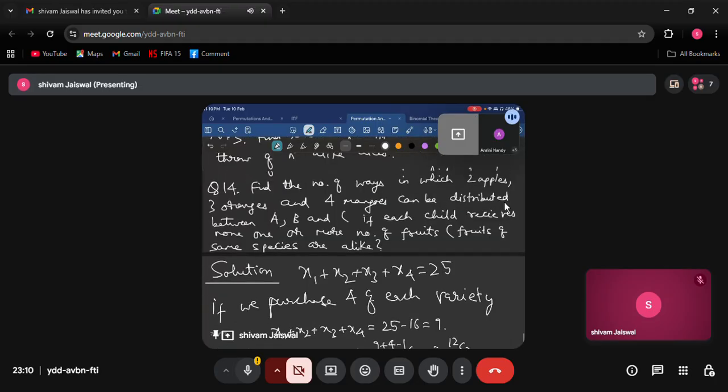Number 14. Find the number of ways in which 2 apples, 3 oranges, 4 mangoes can be distributed between A, B, and C, if each child receives none, one, or more number of fruits.